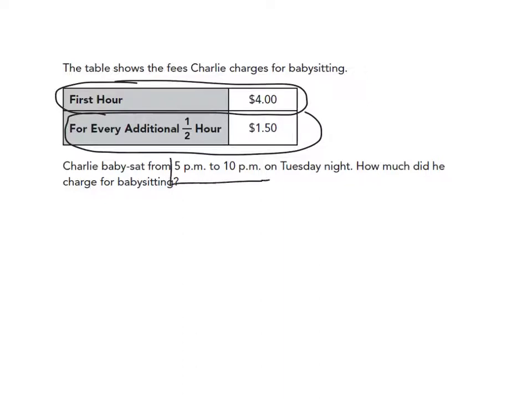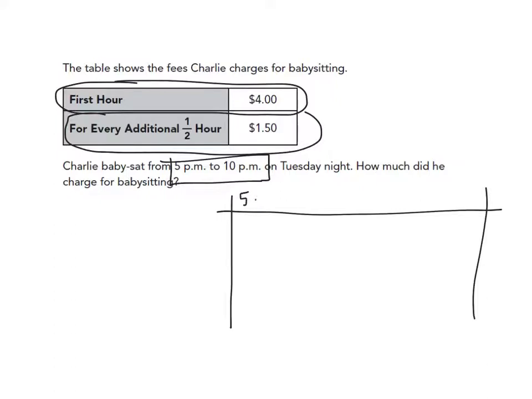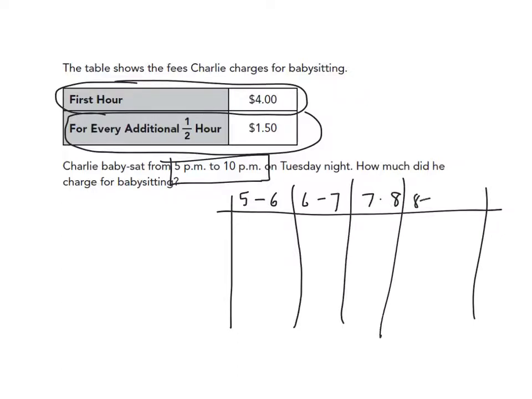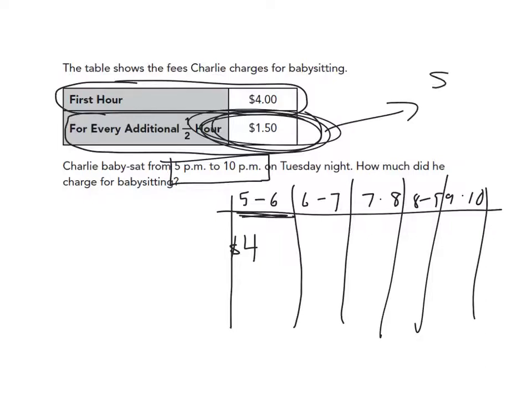They want to know if it's from 5 to 10 p.m., how much did he charge for babysitting? Here's what I see. From 5 to 6 o'clock is going to be an hour, and 6 to 7 o'clock is another hour, and 7 to 8, and 8 to 9, and then 9 to 10. So I know that first hour is $4. He makes that in the first hour. And then the next hour, he charges $1.50 per half hour, so that's $3 for a full hour. So here's a full hour, here's a full hour, here's a full hour, and here's a full hour.